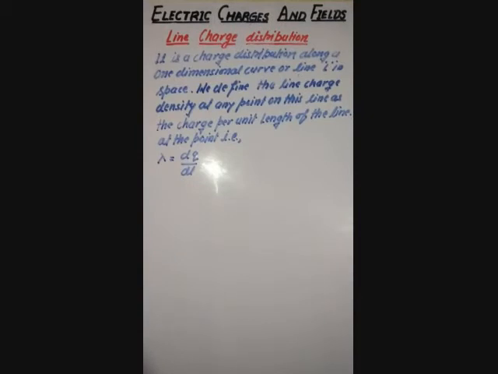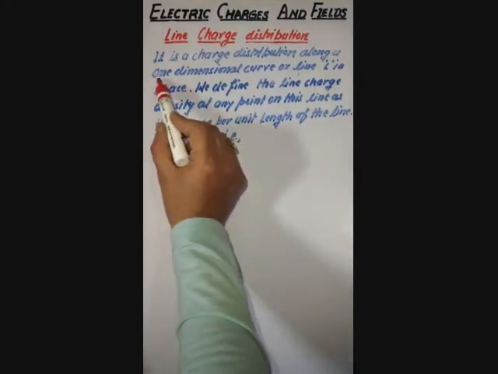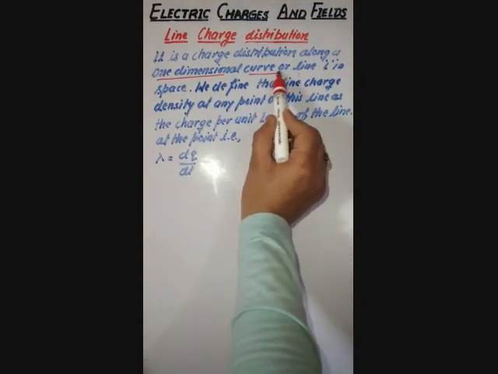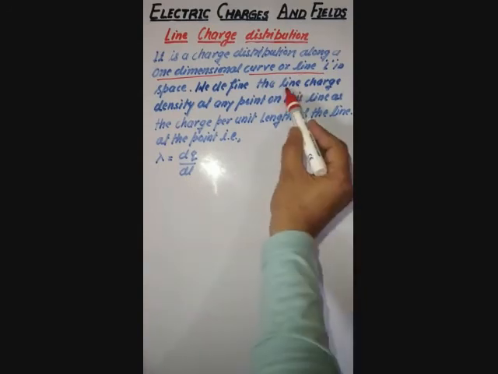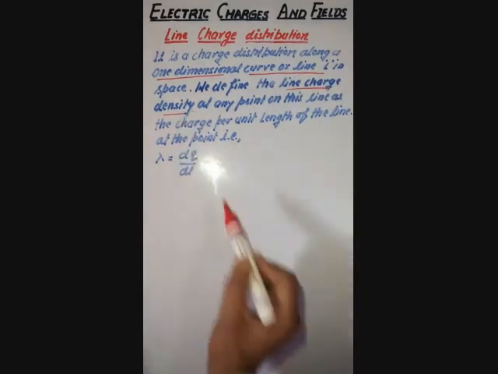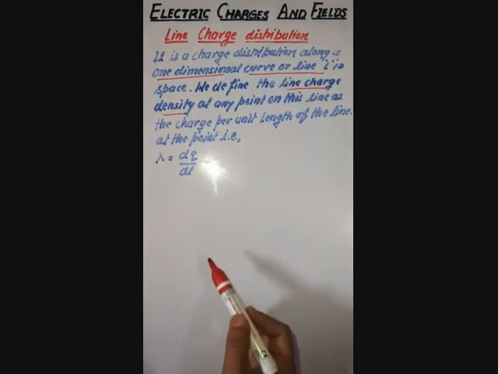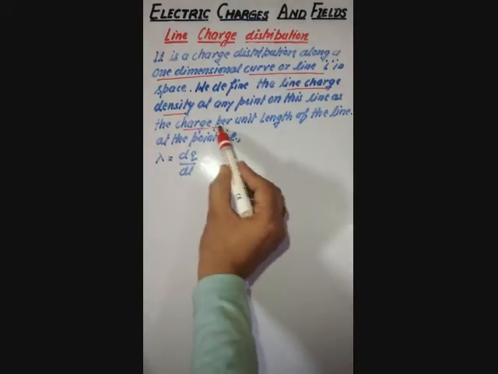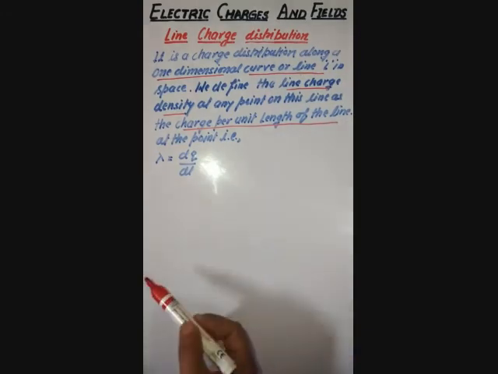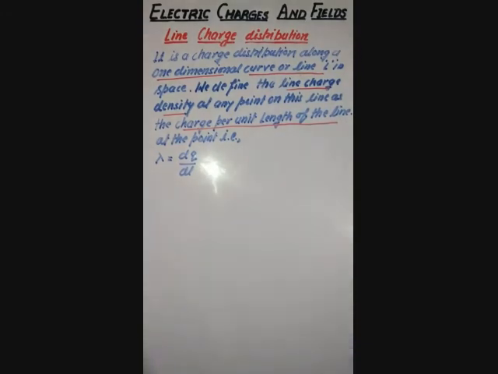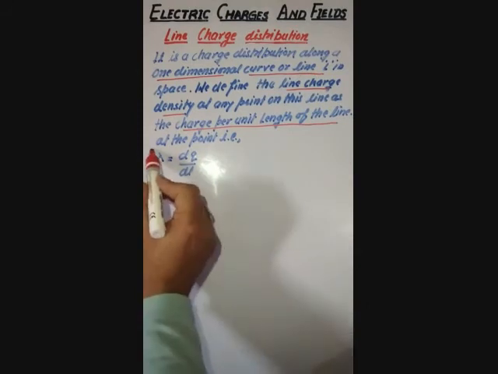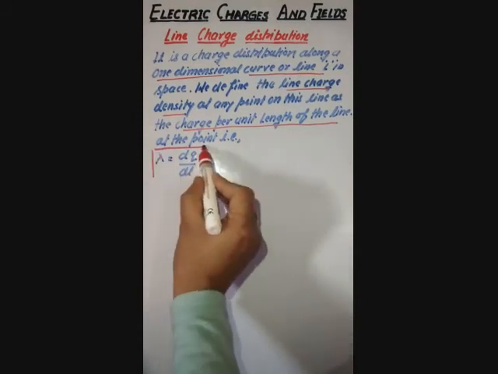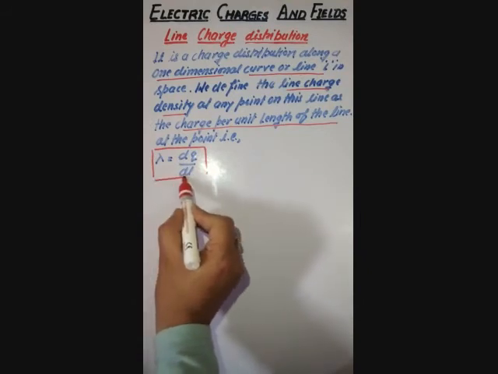It is a charge distribution along a one-dimensional curve or line of length L in space. We define the line charge density at any point on the line as charge per unit length of the line at that point, that is, lambda equals dq upon dl.